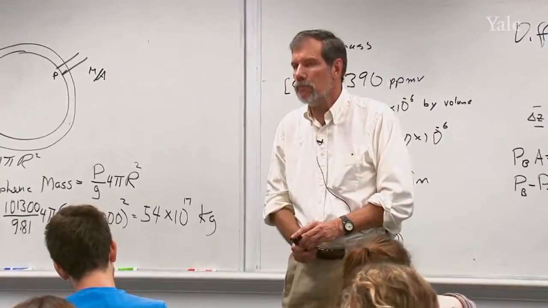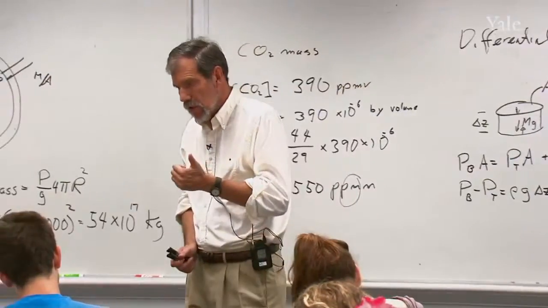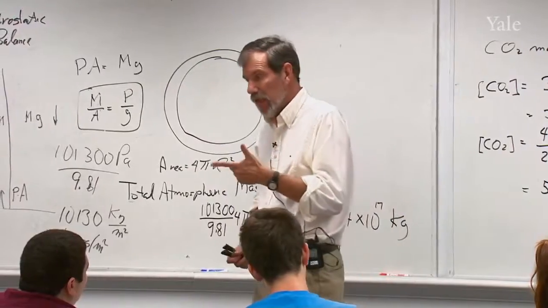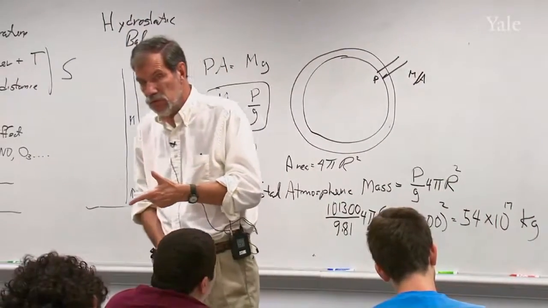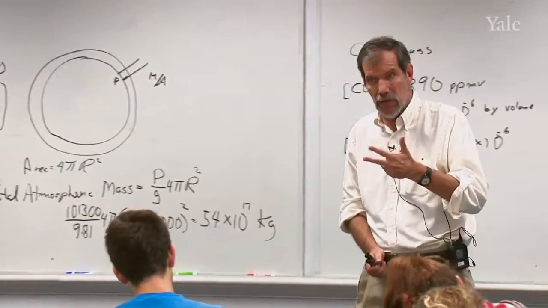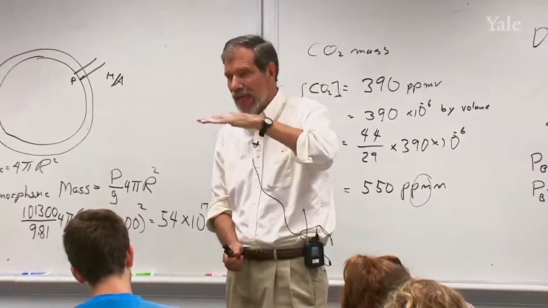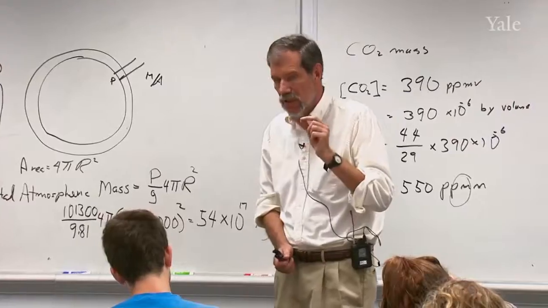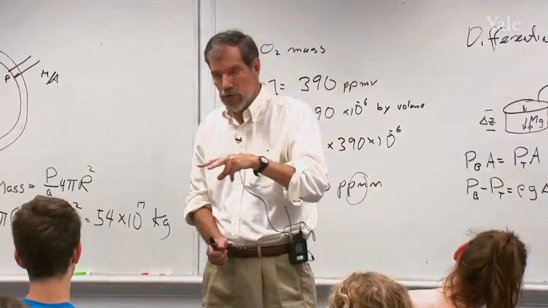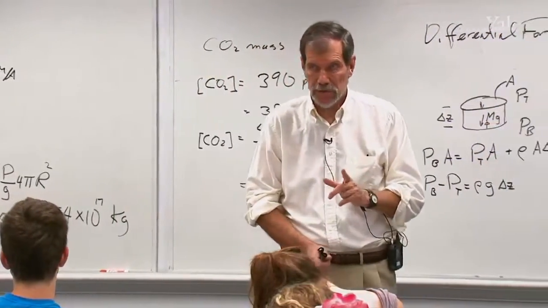Yes? Sorry, what was the 29 again? The 29 is the molecular weight of air. You recall that the molecular weight of nitrogen is 28, and the molecular weight of oxygen is 32. There's more nitrogen than oxygen, so the average is a little closer to 28 than to 32. It comes out to be almost exactly 29 for the average molecular weight of air, being a mixture of N2 and O2. That's how that number comes about. Good question. Other questions or comments?